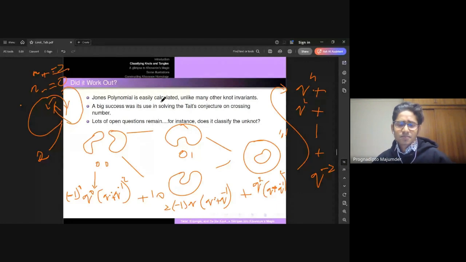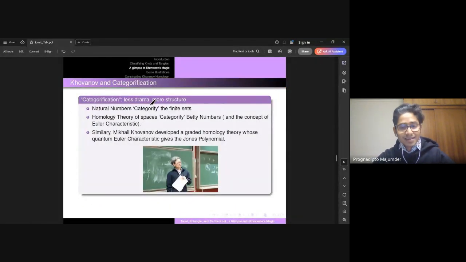So anyway, there was some development: Khovanov homology. Mikhail Khovanov categorified this Jones polynomial. And now you have every reason to blame me for using this word, because I won't be able to define this without any machinery, so I won't even try. Just see this title which I have made, less drama and more structure. That's the most I can say.